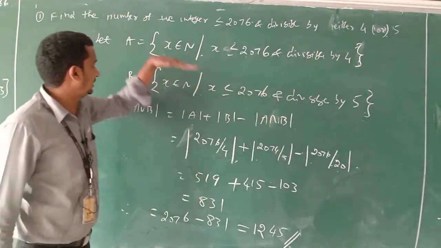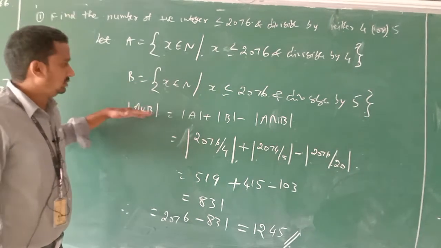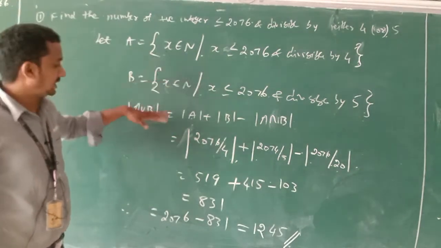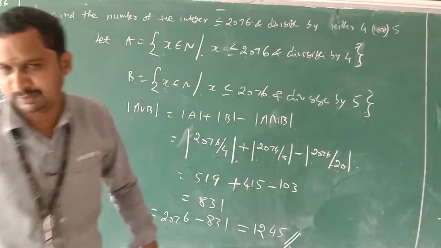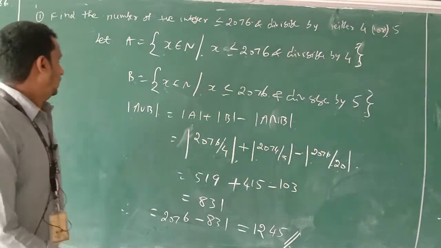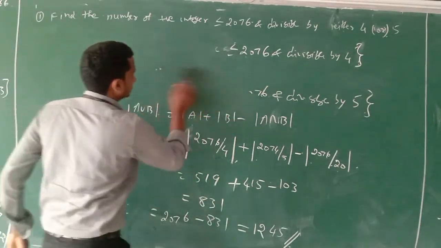First, you can write it as the set of all A values and the set of all B values. Now, applying the basic probability concept, find out the answer. Okay, now see the next problem. Very simple problem. Come to the second problem.